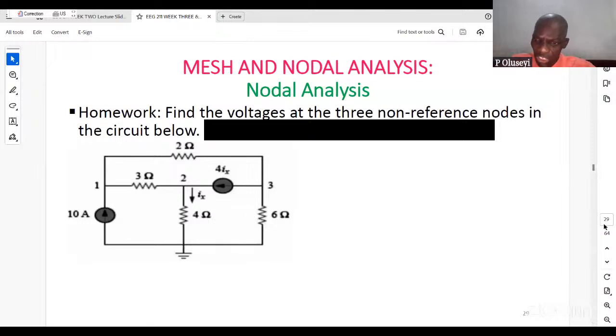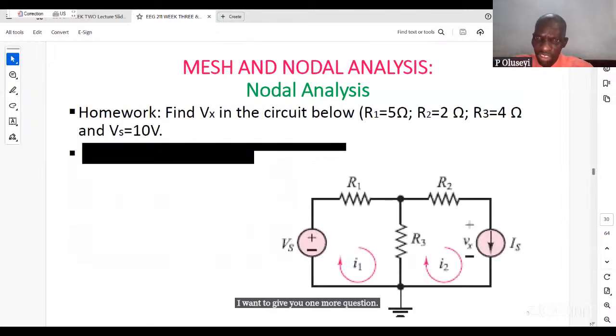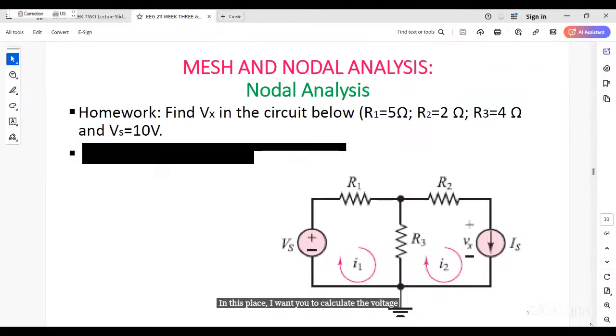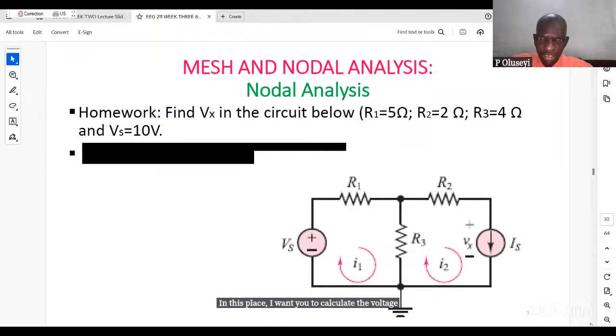I want to give you one more question. I want to believe you have taken this. So this is the second question. In this one, I want you to calculate the voltage Vx using nodal analysis approach, where R1 is 5 ohms, R2 is 2 ohms, R3 is 4 ohms, and Vs is 10 volts.